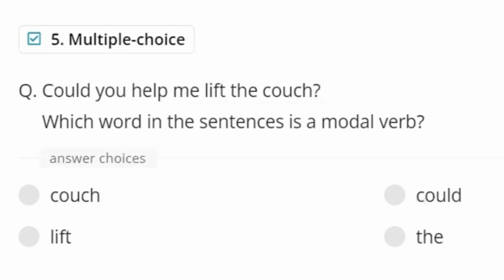Again, this is in a form of a question. In the question, we make an inversion. We start with the auxiliary. So what is the auxiliary here? Think well. Right, that is could. Another one.